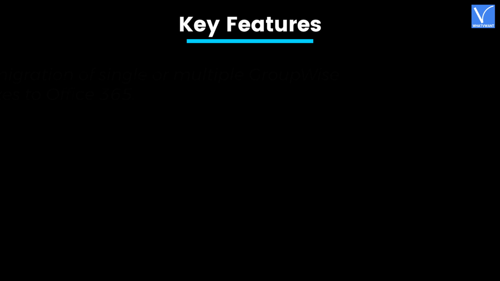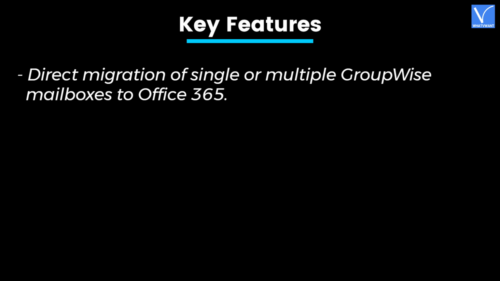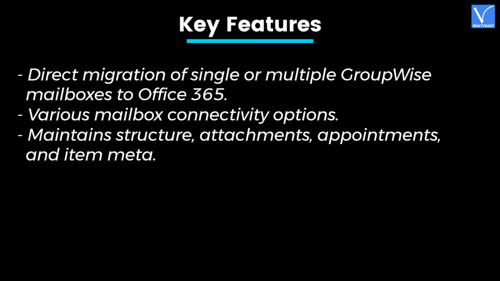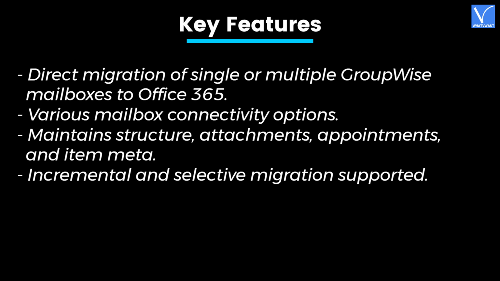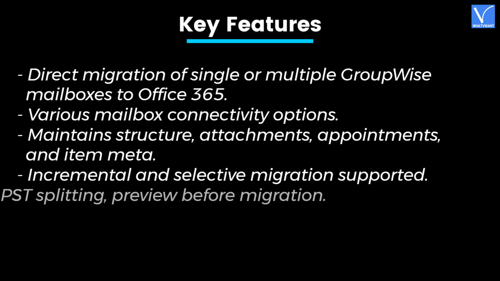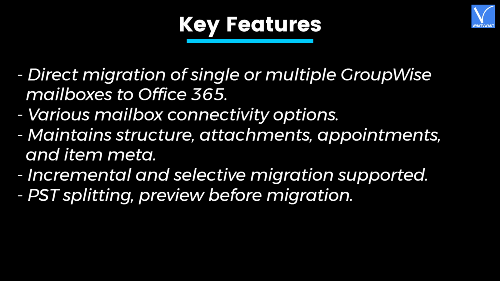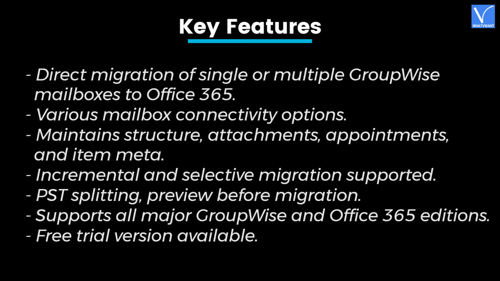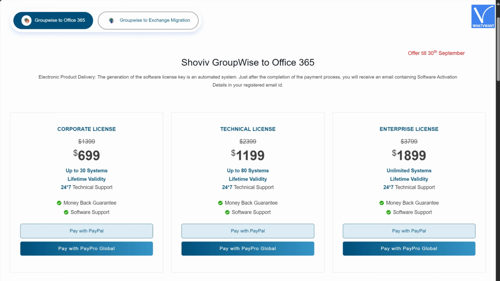Key features: direct migration of single or multiple GroupWise mailboxes to Office 365. Various mailbox connectivity options. Maintains structure, attachments, appointments, and item metadata. Incremental and selective migration supported. PST splitting preview before migration. Supports all major GroupWise and Office 365 editions. Free trial version available. Pricing. These are the prices of Shoviv GroupWise to Office 365 Migration Tool.